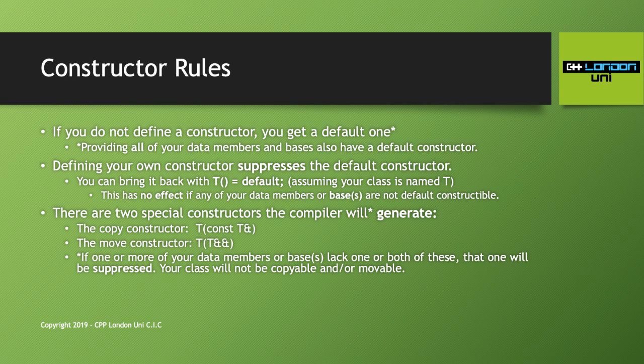And again, if one or more of your data members or base classes lack one or both of these, then the respective one will be suppressed and your class will not be copyable and or movable. So if you have a data member that's not copyable, that's it. The compiler cannot generate a copy constructor for you. And obviously, generally speaking, it's nice if you let the compiler generate these for you, which means don't write the code for them yourself. Probably at this stage you have no idea how anyway. But when you do, avoid doing it unless you need to. But if you were exercising copy control, then you would have to write some type of code.